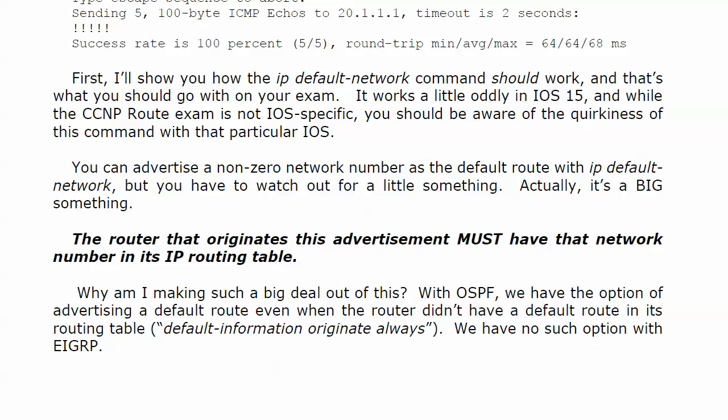And I really do. The reason I bring it up is because of default-information originate always. And I might have had the dash in the wrong place when I showed you that earlier, but that's okay. Default-information originate always in OSPF. That command allows a router under certain conditions to advertise a default route even when the router doesn't have a default route in its own table. So it can be a pretty handy command. We don't have that option with EIGRP. That's what I'm yelling about: the router originating this ad must have that network number in its IP routing table.